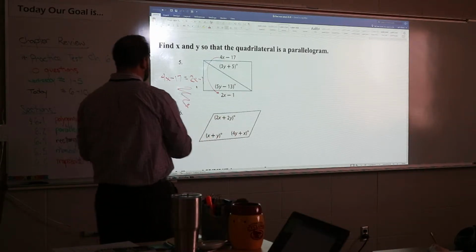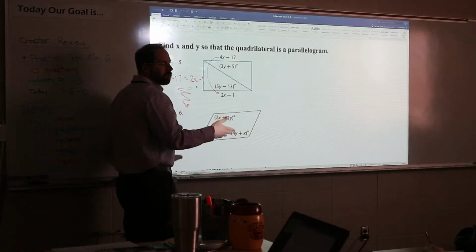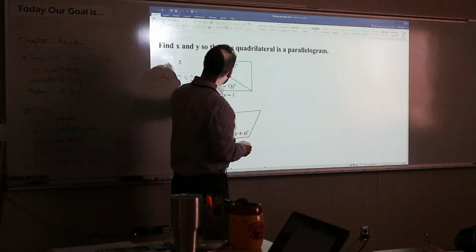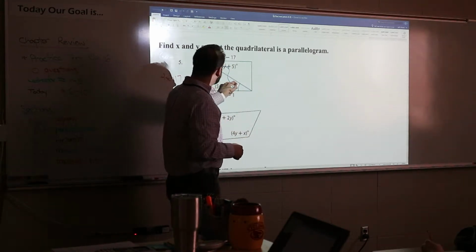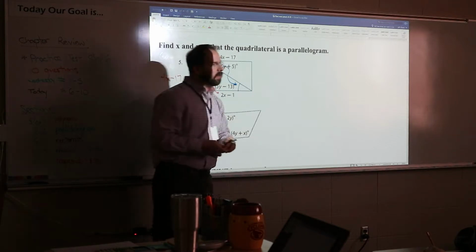Now, the second one, the second letter, is more challenging. This one, the angles are the same. These are alternate interior angles. You have to know that those, you can set those equal.